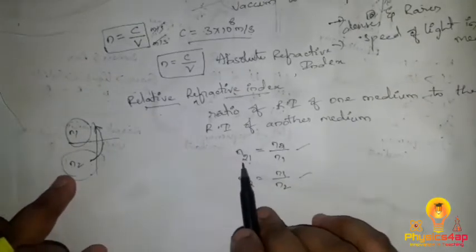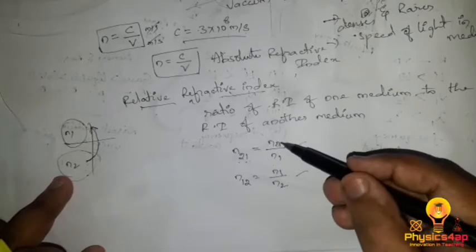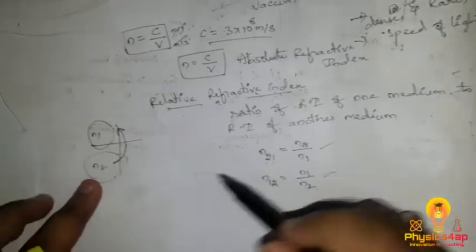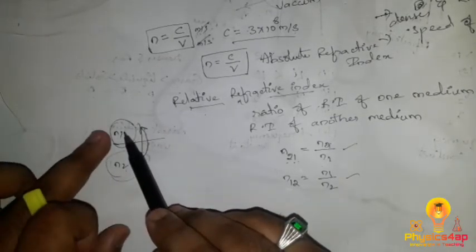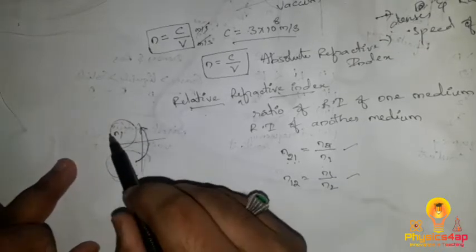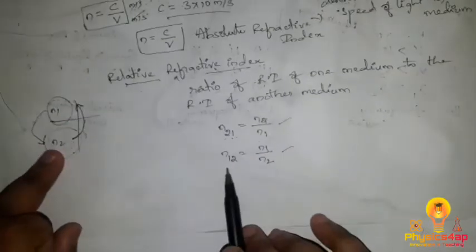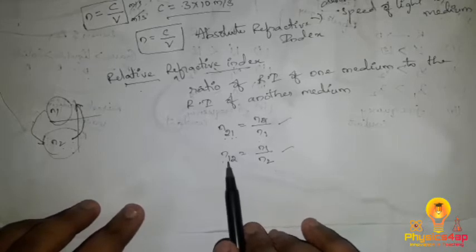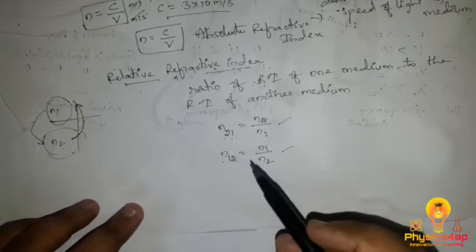So we write n21, that is n2 by n1, the refractive index of the second medium to the refractive index of the first medium, as we are comparing n2 with n1. Now suppose you have taken n1 and you need to compare its refractive index with n2. When you are comparing it with n2, then you note it as n12, that is the refractive index of the first medium with respect to the second medium, that is n1 divided by n2.